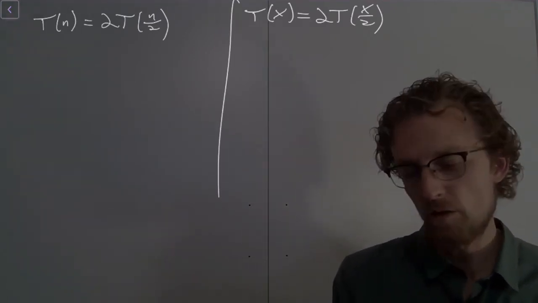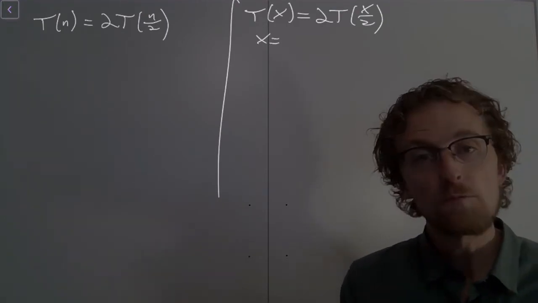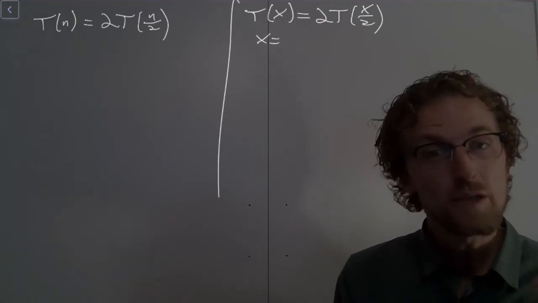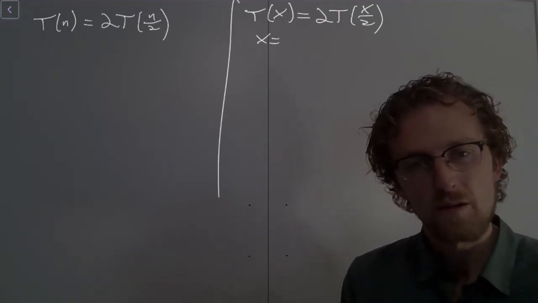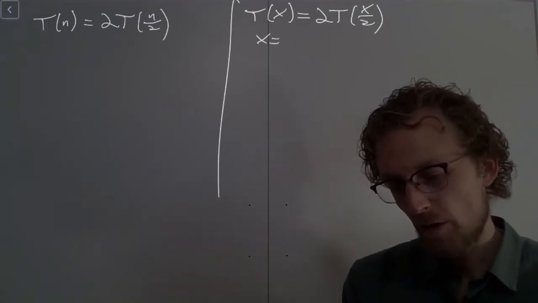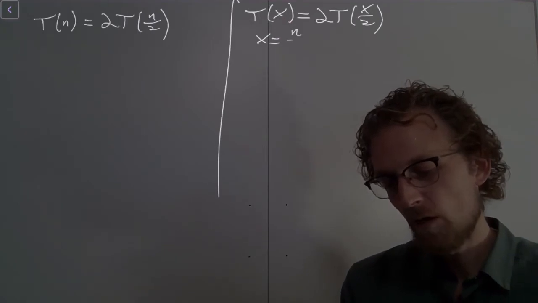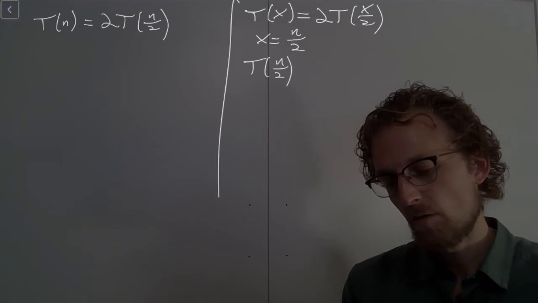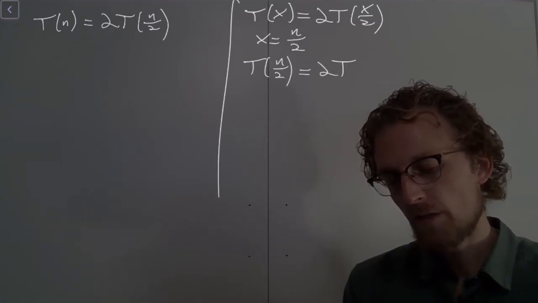Same program as always. This should hopefully be getting boring; if I'm doing my job, this approach should be something you see coming. So what do I say? Let x equal n over 2 and then solve it. So t of n over 2 equals 2 times t of n over 4.